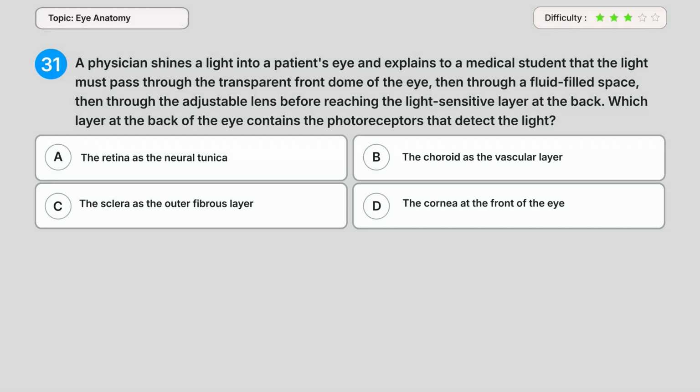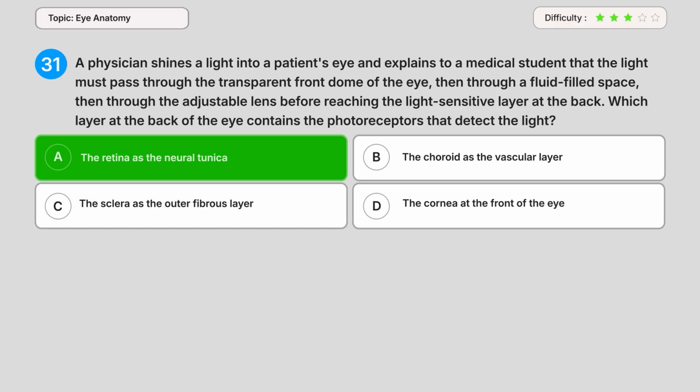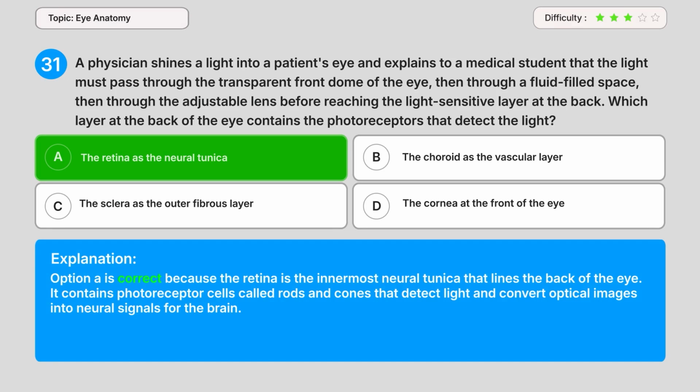Correct answer. A. The retina as the neural tunica. Explanation. Option A is correct because the retina is the innermost neural tunica that lines the back of the eye. It contains photoreceptor cells called rods and cones that detect light and convert optical images into neural signals for the brain.